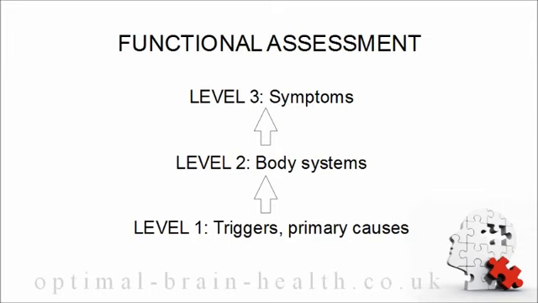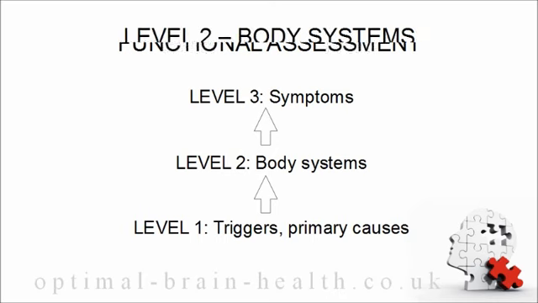Firstly, symptoms, things like anxiety and poor concentration, craving, weight gain. And then we use lab tests to ask questions about how well body systems are functioning or which systems are not functioning optimally, and so find out where we can make the most difference. And then we've got triggers and primary causes, which are often the best place to target interventions.